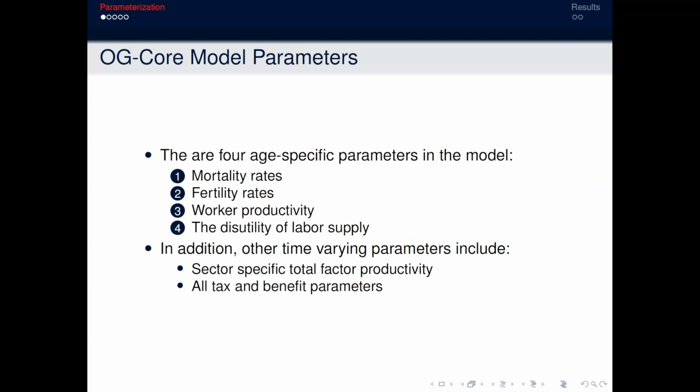We also have other time-varying parameters in the model, such as total factor productivity, which can vary over time and across production sectors. And then, of course, all of the tax and benefit parameters in the model are allowed to vary over time, so you can model transitory policy. The tax and benefit parameters have been flexible for some time because that's a key focus of the model. But what's new in these last few weeks is the ability to have time-varying mortality, fertility, and productivity related parameters. And so that's what I'm going to highlight here today.